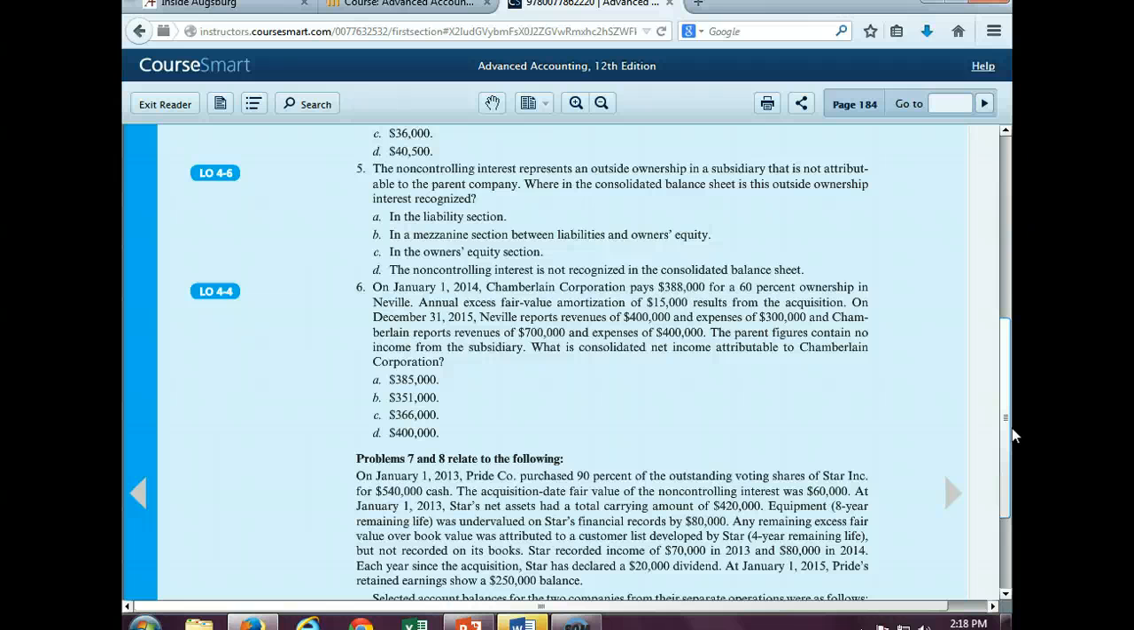On December 31st, 2015, 2 years later, Neville reports revenues of $400,000 and expenses of $300,000. And Chamberlain reports revenues of $700,000 and expenses of $400,000. The parent figures contain no income from the subsidiary, which is the way it should be. What is consolidated net income attributable to Chamberlain Corporation?